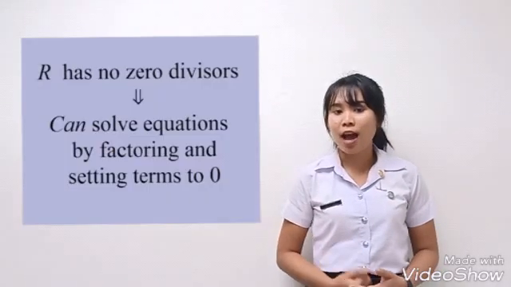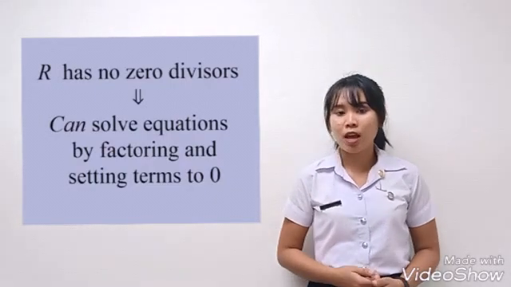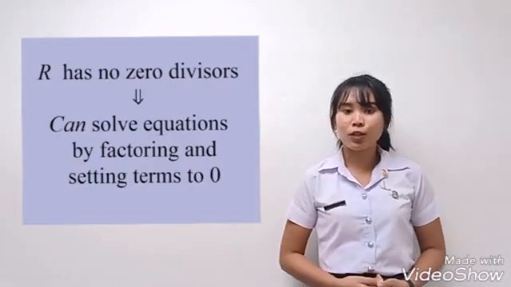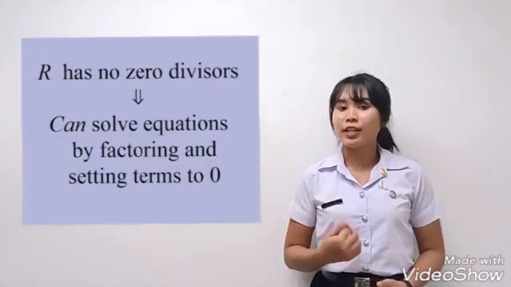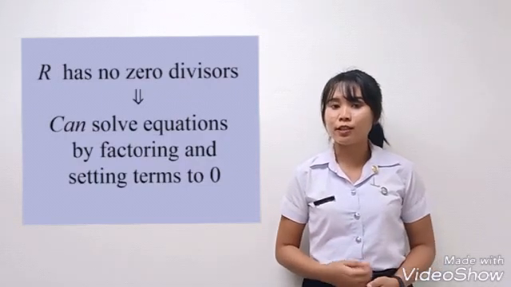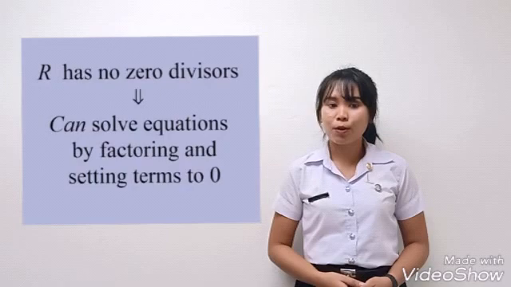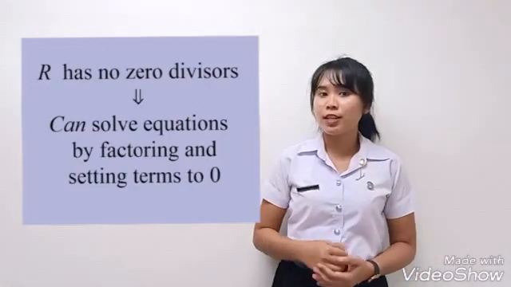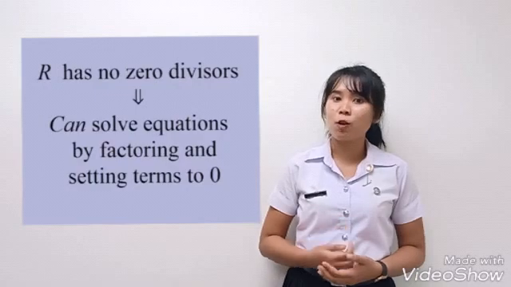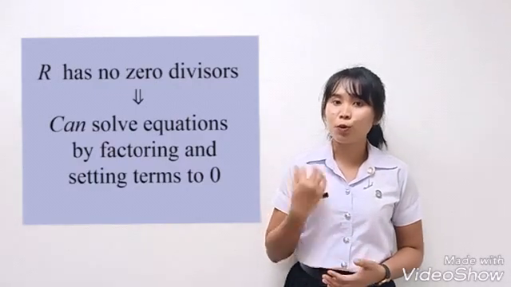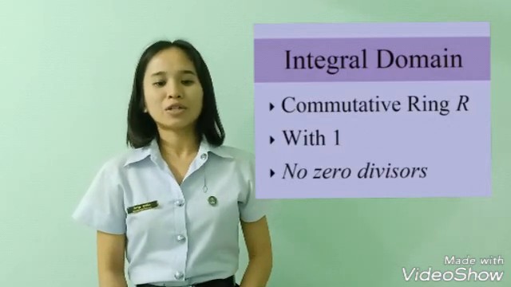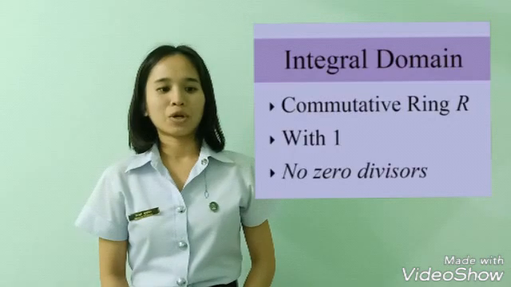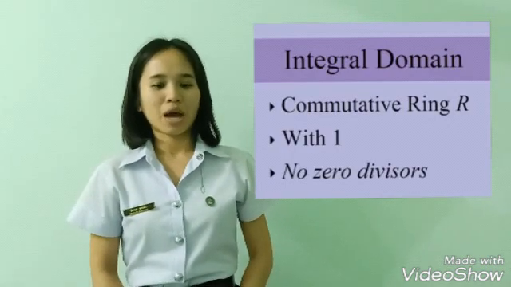When R does not have any zero divisors, the traditional technique of solving an equation by factoring and setting the terms to 0 does work. For this reason, there is a term for such rings: integral domains. Here is the complete definition. An integral domain is a commutative ring R with a multiplicative identity 1 and no zero divisors.